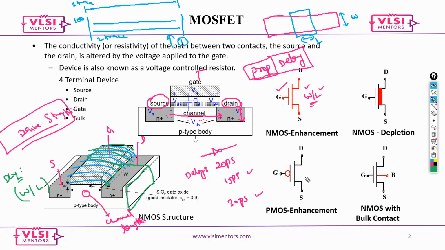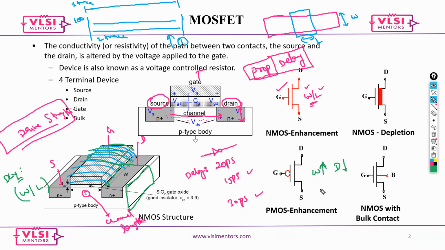Now a simple question: how does delay vary with respect to W and L? When W increases, what happens to your delay? Inversely proportional. No, let's go one by one. So when W is high, what will happen to your delay? Decreases. Delay is less.